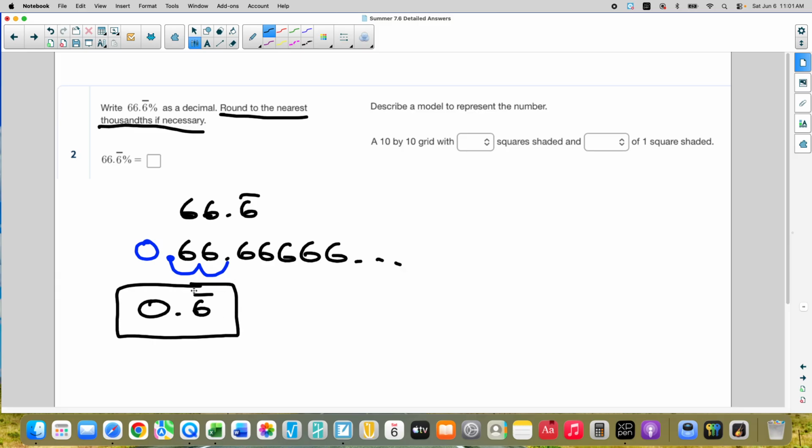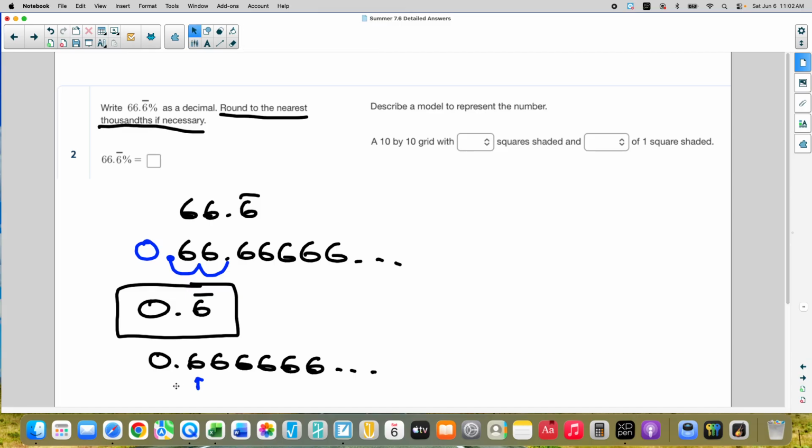Now, if we do round it to the nearest thousandths, so we can write this number, excuse me. Sorry, hopefully that didn't make you jump out of your skin.